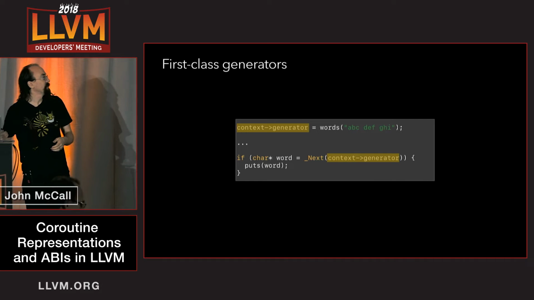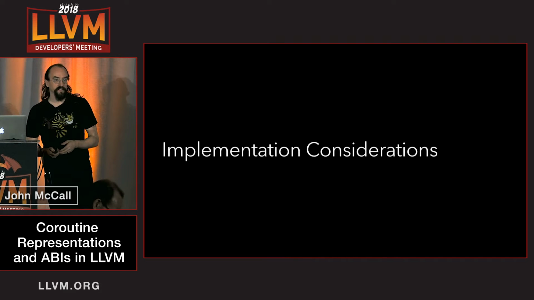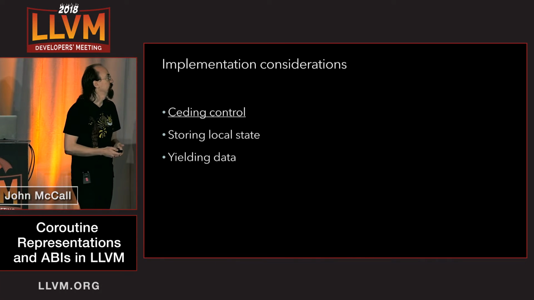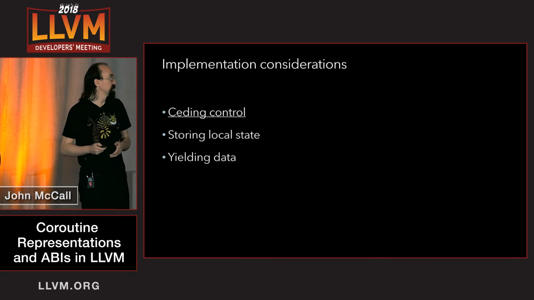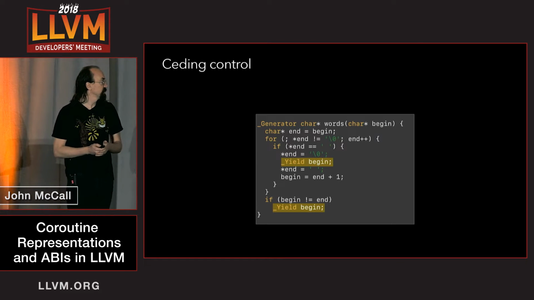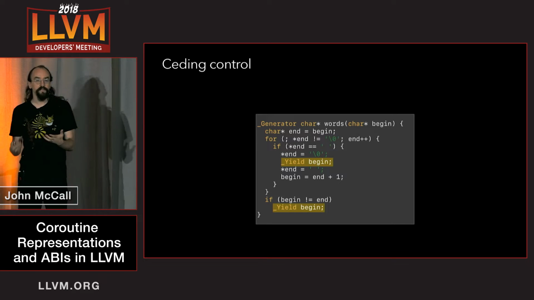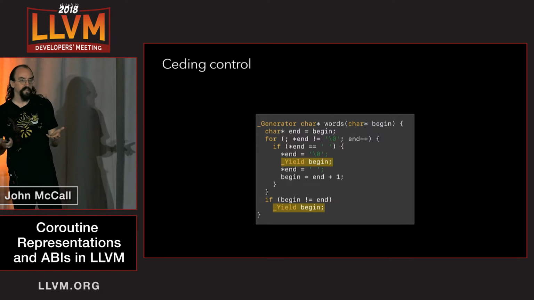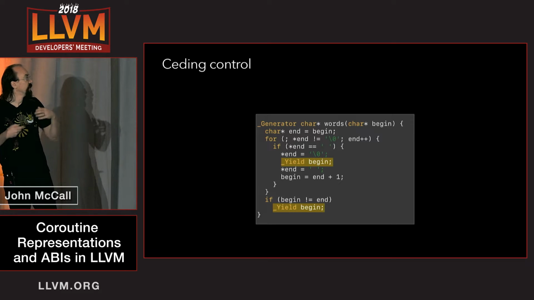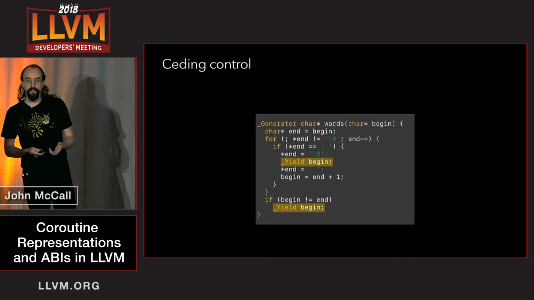So how do we actually go about implementing that? Well, there's a lot of different considerations. The first one is about ceding control. So here's our generator function. You can see in here that we've got a couple different yield points. We have to do something when we're generating the code for this generator function that actually yields control at this point.